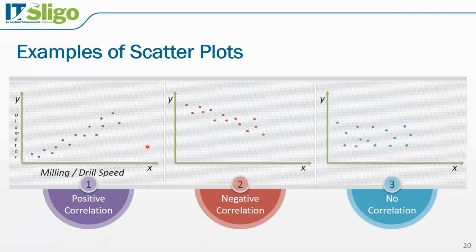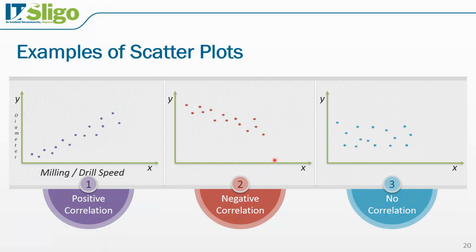Here we see an example associated with our pen holder. We've measured the milling or the drill speed. This is our x, and we find that it has an influence on the inner diameter y. We see that there's a positive relationship, or a positive correlation, as variable x increases. In other words, as the values of x increase, the values of y increase, and we see a line going upwards.